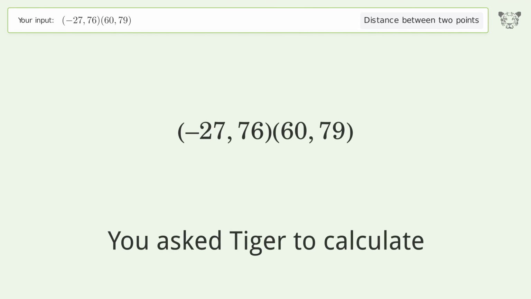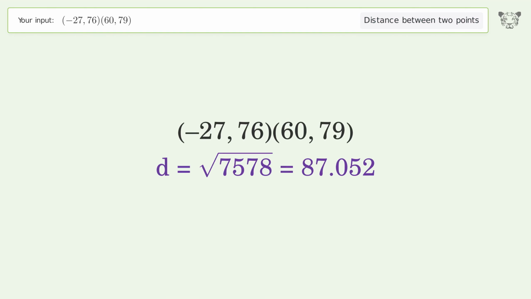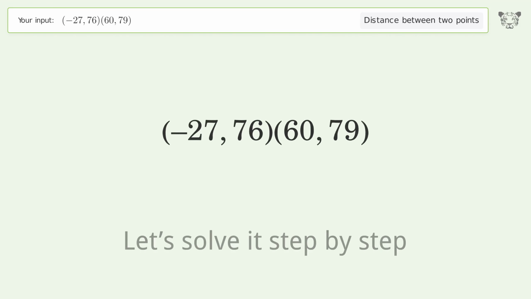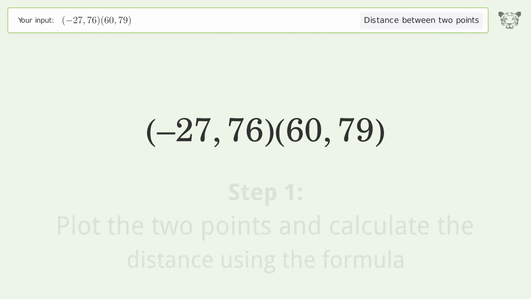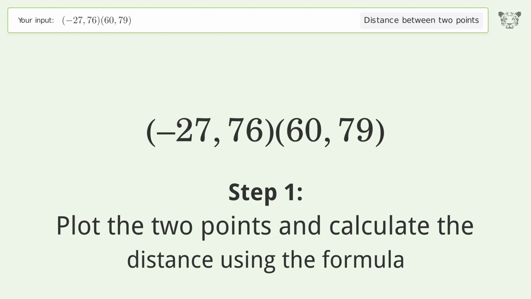You ask Tiger to calculate. This deals with the distance between 2 points. The distance between the 2 points is the square root of 7,578, or 87.052. Let's solve it step by step. Plot the 2 points and calculate the distance using the formula.